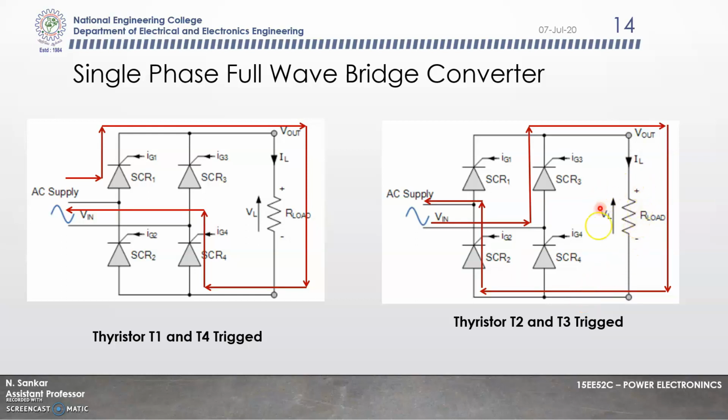So this will make a voltage drop across the R load, and this will give the output DC voltage. Based on the triggering angle, the value can be varied.